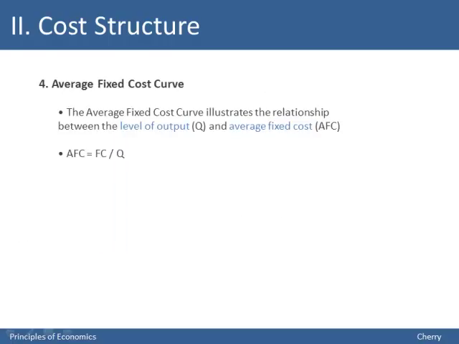Now let's look at average fixed cost. This is taking the average total cost and breaking it up. We're going to look at average fixed cost, and next we're going to look at average variable cost. Essentially we're just separating out the average total cost into average fixed and average variable cost. So we're relating the level of output Q against average fixed cost. And average fixed cost is the fixed cost over quantity. Right? Before we had total cost over quantity, now we have fixed cost over quantity.